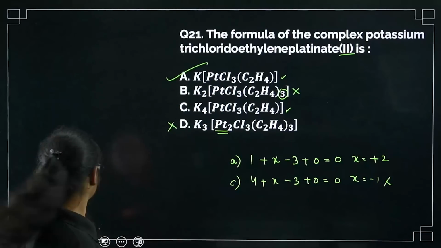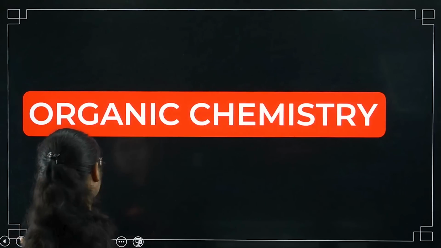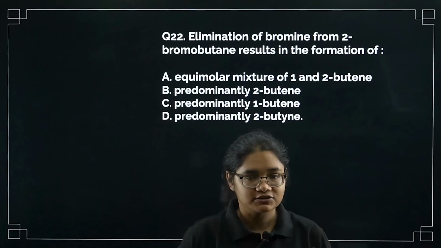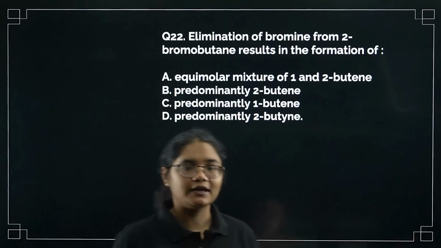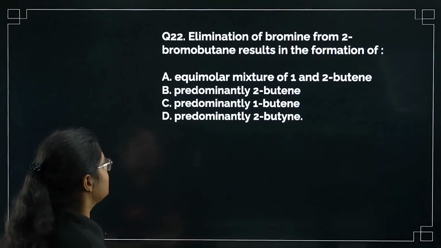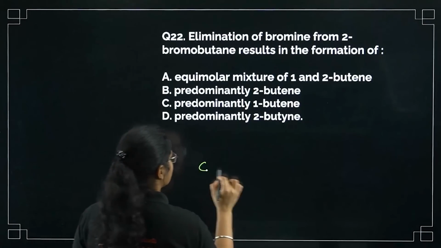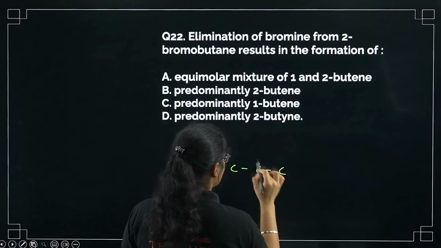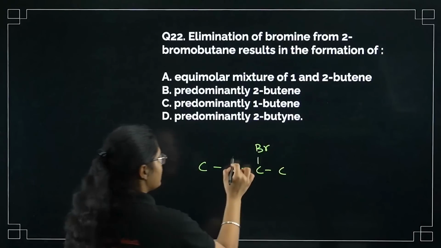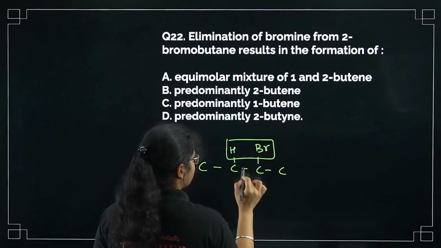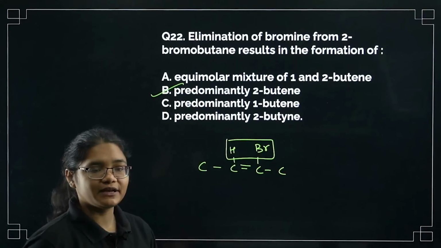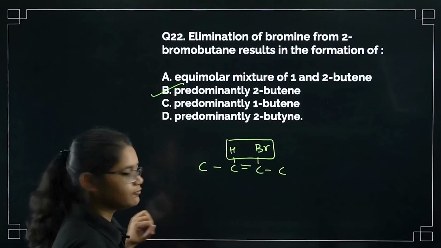Right. Next, moving to question number 22. So organic chemistry, I have not given chapter wise because organic chemistry, you know, is a mixture of all the chapters. So we have taken together all the organic chemistry questions. The elimination of bromine from 2-bromobutane results in the formation of. So if I have 2-bromobutane, you know, Saytzeff product will be the major product. So the alpha beta elimination will take place and we'll get a product here, that is but-2-ene, which will be formed predominantly. That will be the major product formed.